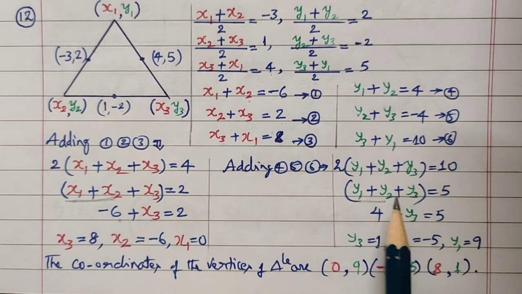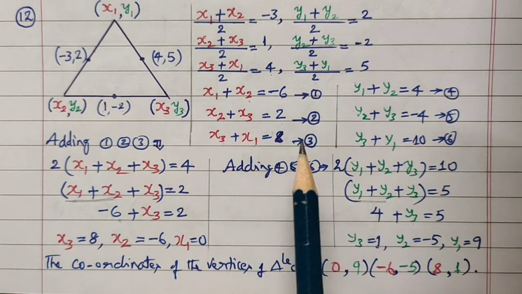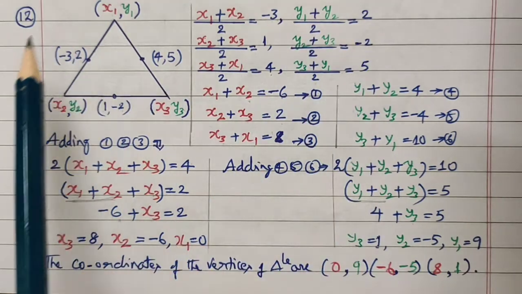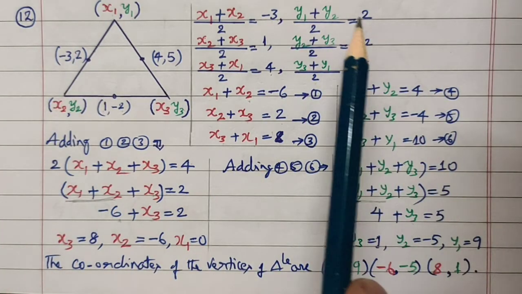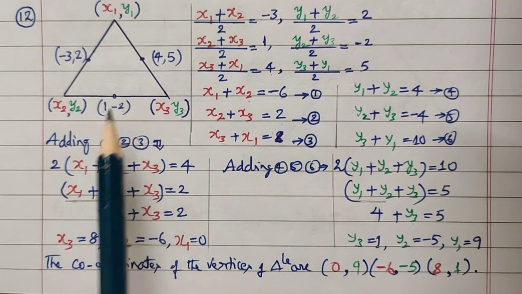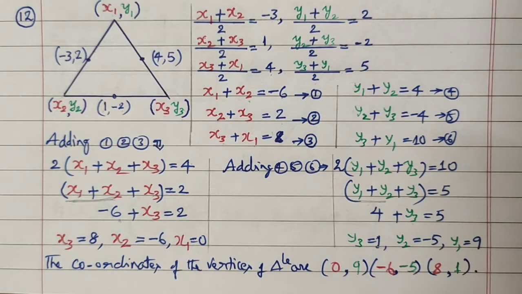Once you get one value, you can substitute somewhere and find the other values easily. If you follow without any confusion, it will become very easy. Otherwise, it looks complicated.